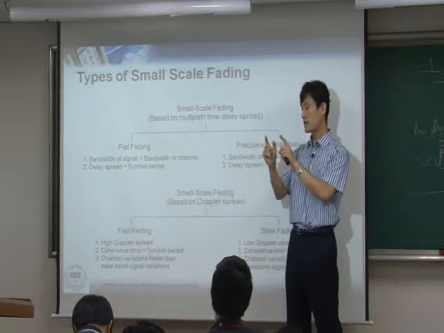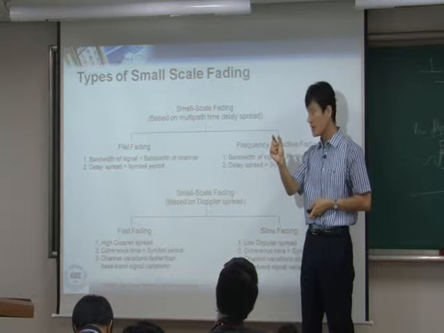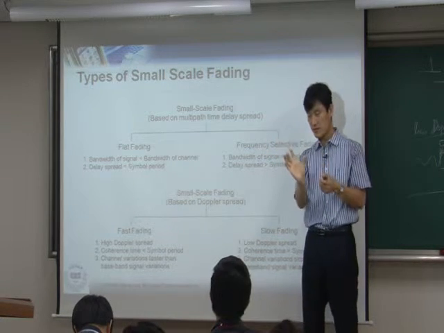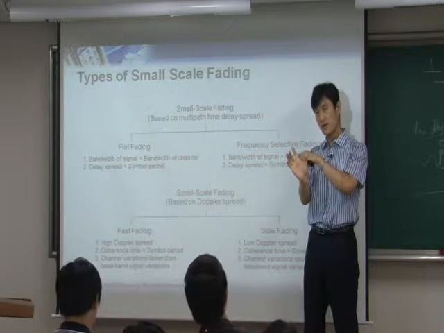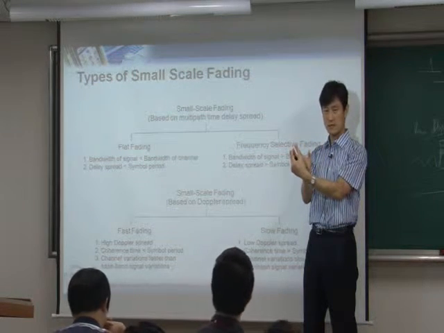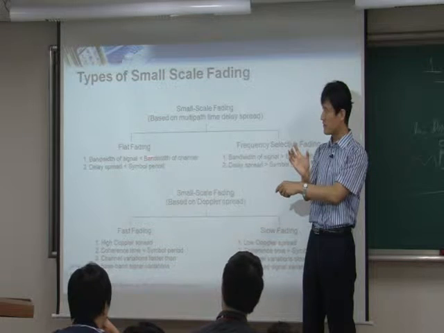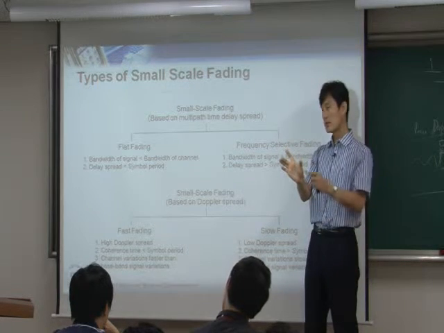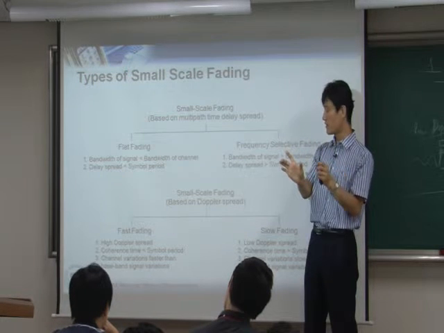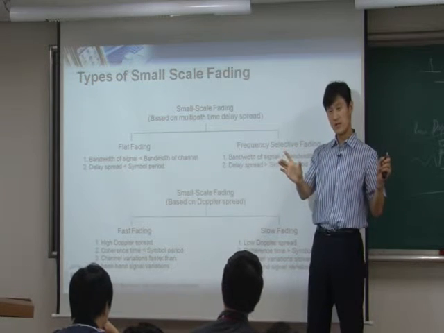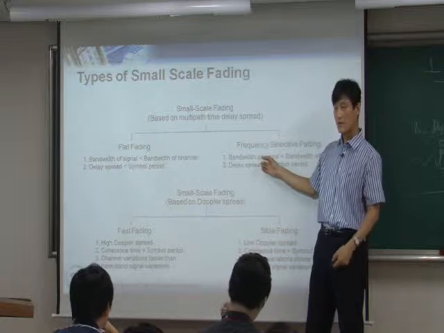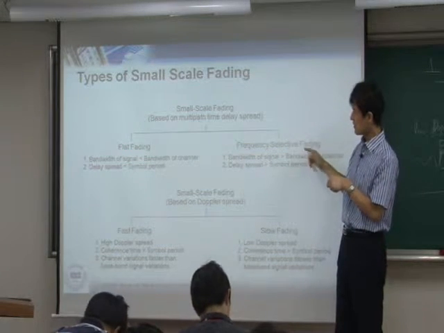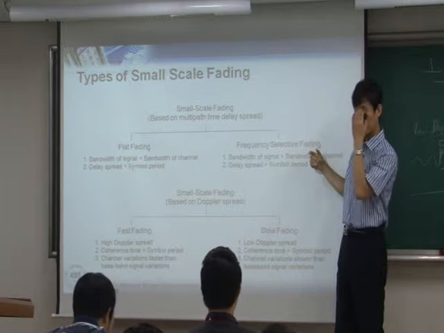One, you have a very small delay spread. In that case, it's going to be flat fading. I have a fixed symbol duration, but in my environment, I have a very small delay spread, so of course it becomes flat fading. But given the symbol duration, in a certain environment, if my delay spread is very large, that's going to be frequency selective fading. So whether it's flat fading or frequency selective fading depends on your delay spread.